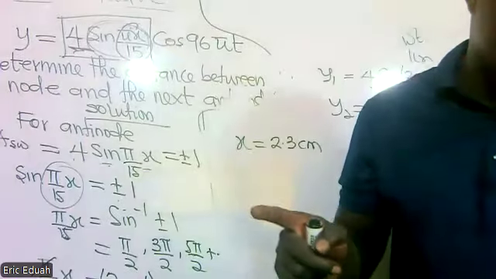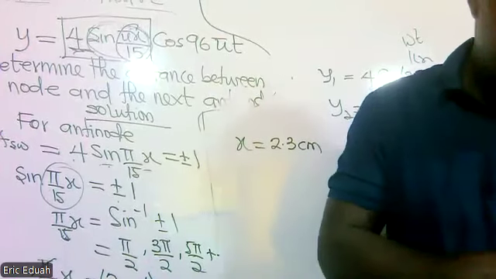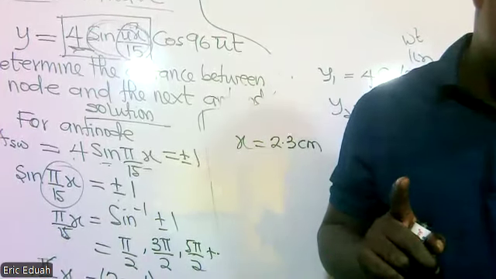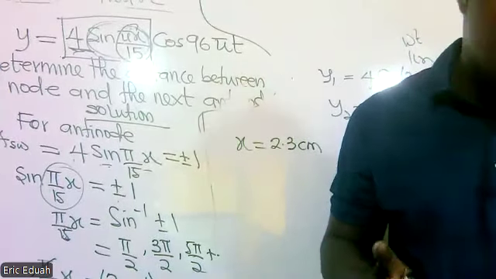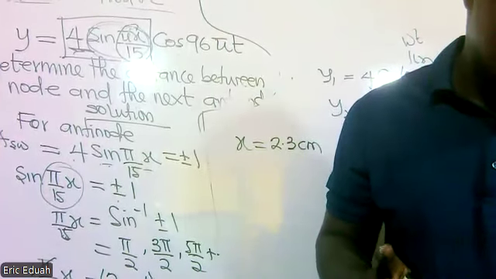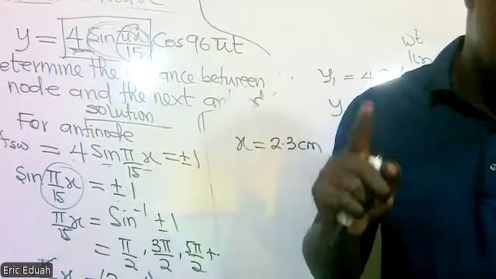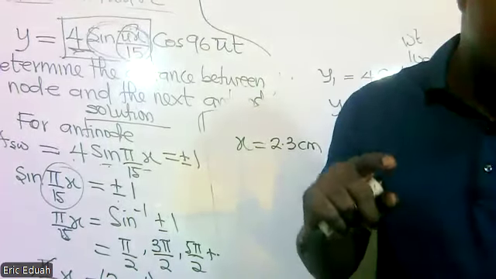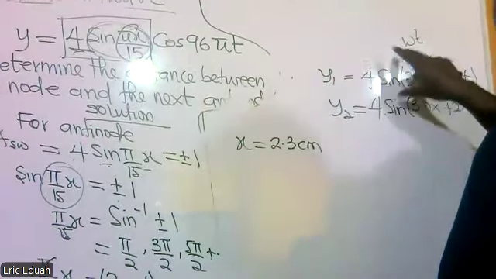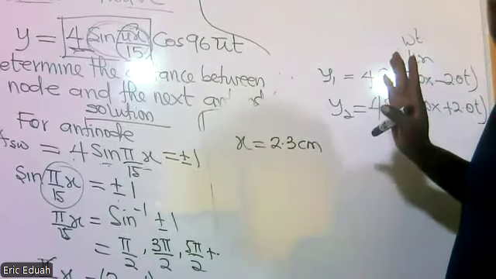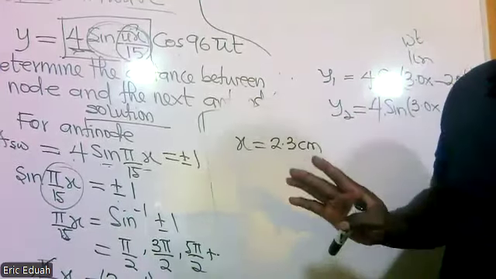And B, find the position of the nodes and antinodes. And then the C question is, what is the amplitude of the simple harmonic motion of a particle located at an antinode? So we are looking at the amplitude when an antinode is formed. That's the C question. We are calculating the amplitude where an antinode is formed.